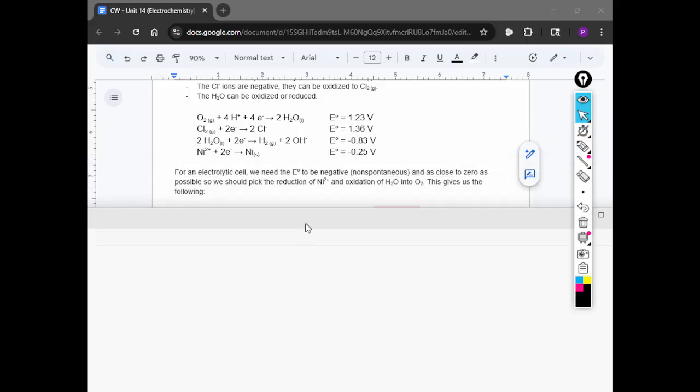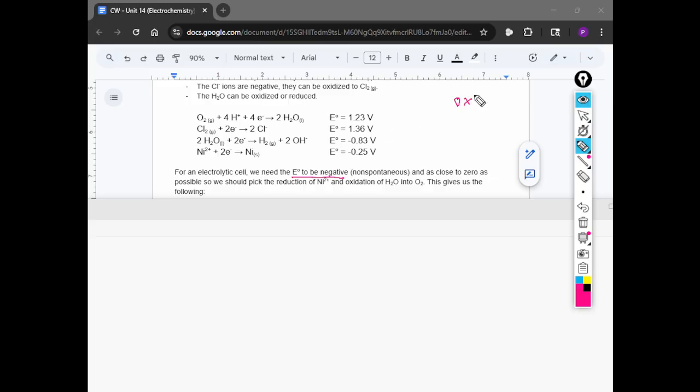So we're going to use this as our first example, and I have some tips for you right here. For an electrolytic cell, remember, the reduction potential has to be negative. So we're basically going to pick two of these. One of them is going to be oxidation, one of them is going to be reduction, and when you add them together, it needs to be negative. Second, it needs to be as close to zero as possible. And so these two things are going to control what we pick.